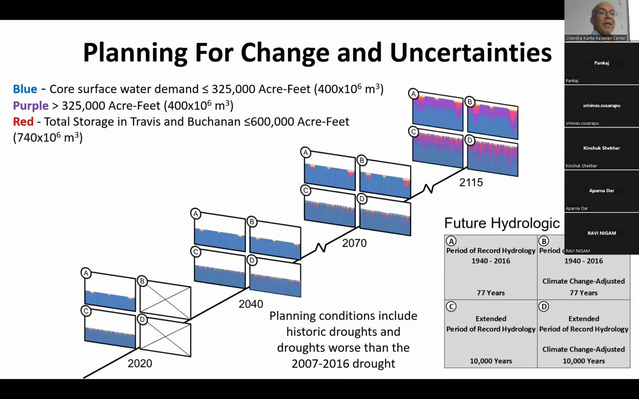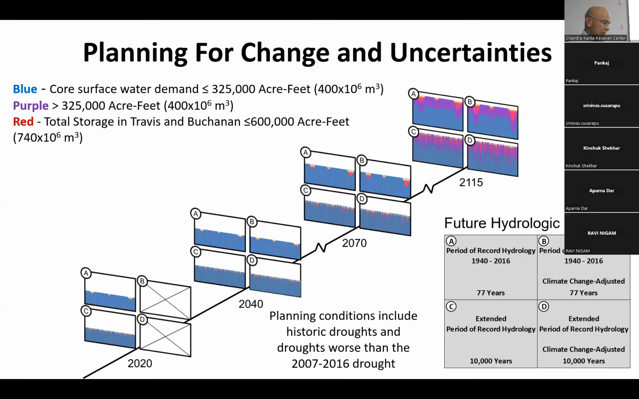And then the red is total storage in those two. Remember those two large lakes I talked to you about? When that is less than 740 million cubic meters, then all these conservation measures kick in. So your water supply will be curtailed. That means we have to look for other sources of water. Wherever it is purple or red, you have to look at alternate sources of water.